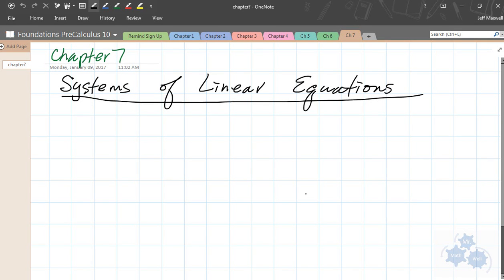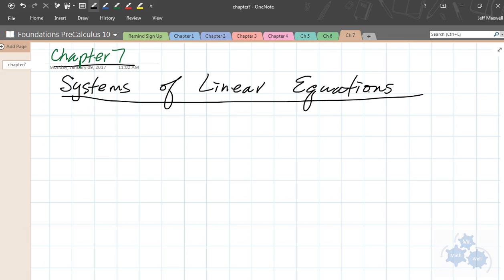All right, so today we start Chapter 7, and Chapter 7 is all about systems of linear equations. Up to this point, we've been talking about linear equations, different forms of linear equations, how to find points that fall on these lines and how that works with the equations, connecting situations with equations. And in Chapter 7, what we're going to explore are problems that require more than one equation to solve.